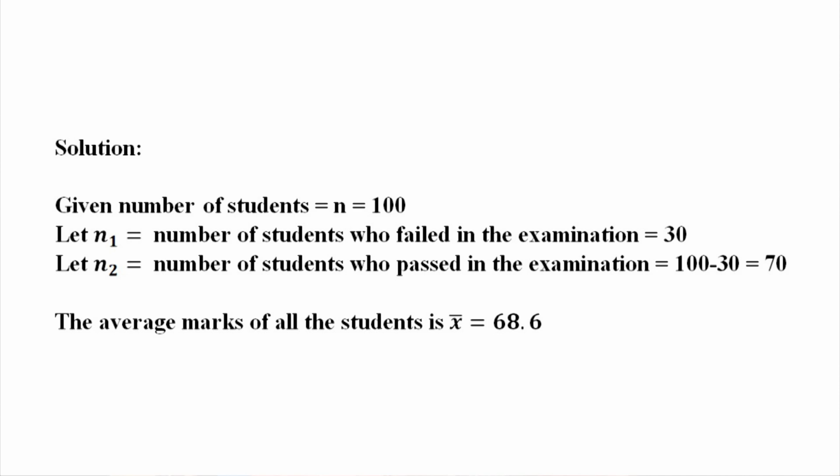Given the number of students n is equal to 100. Let n1 be the number of students who failed in the examination, which is equal to 30. Let n2 be the number of students who passed in the examination, which is 100 minus 30, equal to 70. The average marks of all the students is x bar equal to 68.6.